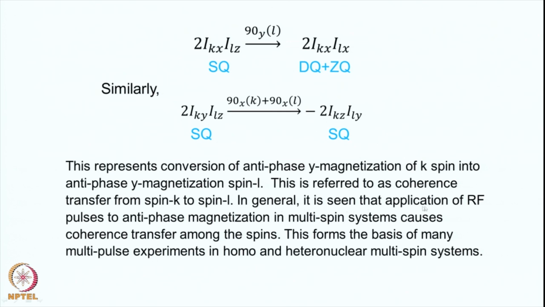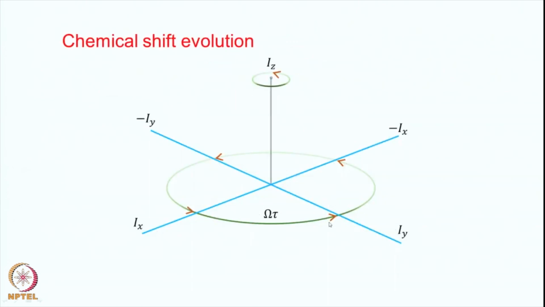In general, it is seen that application of RF pulses to antiphase magnetization in multi-spin systems causes coherence transfer among the spins, which forms the basis of many multipulse experiments in homo and heteronuclear multi-spin systems. So here is a summary of all of these evolutions that I have indicated here once again as a recap. Because this will be extremely useful, we have to remember this by heart, which operator turns which basis operator into what. So which Hamiltonian converts what basis operator into what basis operator. So we will have to see all of this.